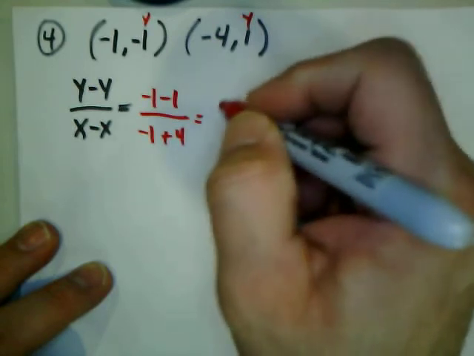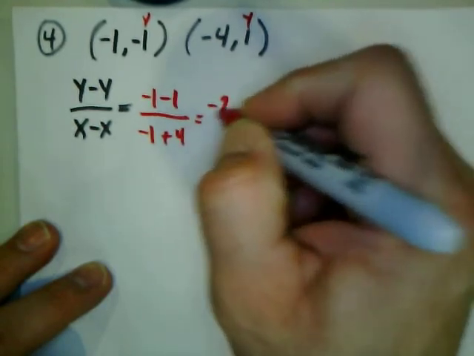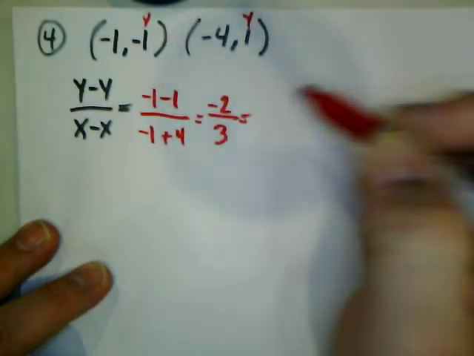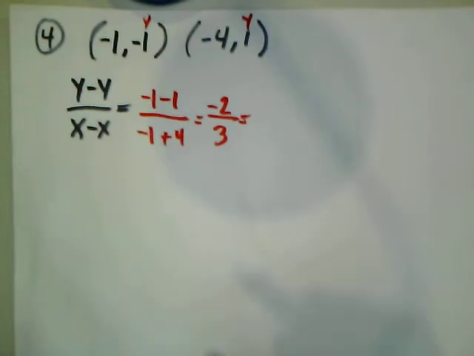I hear people going, 0, Mr. Top. No, it's not. It is negative 2. Put it in your calculator. Negative 1 plus 4 is 3. I can show you why it is what it is. That won't reduce. But we'll do that another time.